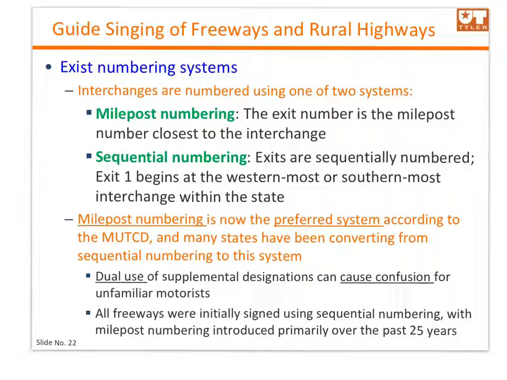But we need to keep in mind that all freeways were initially signed using sequential numbering, with milepost numbering introduced primarily over the last 25 years only. So again, the old folks used to drive and use sequential numbering, but the entire system of milepost numbering has only been introduced in the last 25 years or so.